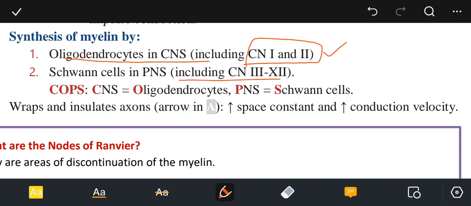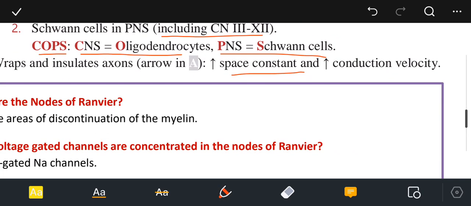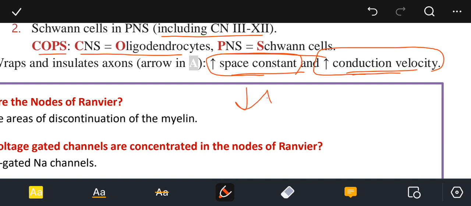Cranial nerves 3 to 12 are proper peripheral cranial nerves, while cranial nerve 1 and 2 are kind of parts of the central nervous system, so they are also myelinated by the oligodendrocytes. There is a mnemonic, CORPSE: CNS oligodendrocytes and PNS Schwann cells. They wrap and insulate the axons, increase the space constant and increase the conduction velocity. So remember, space constant is increased, conduction velocity is increased, and the time constant is decreased.